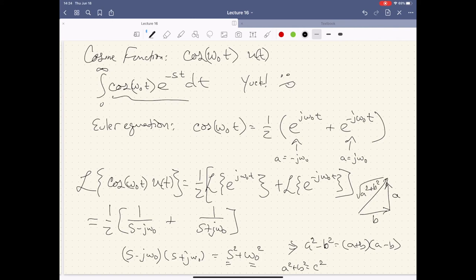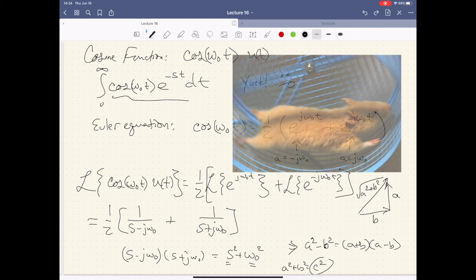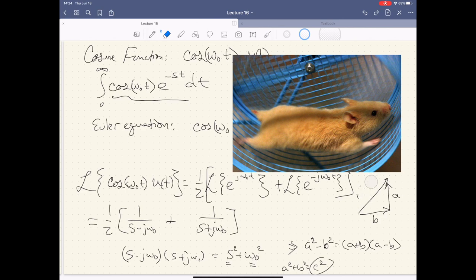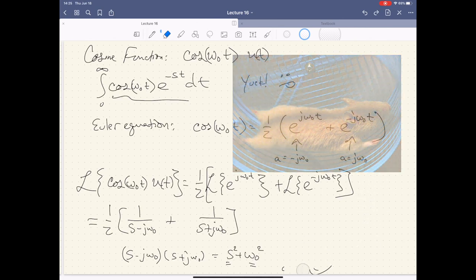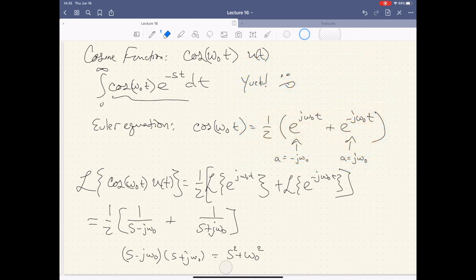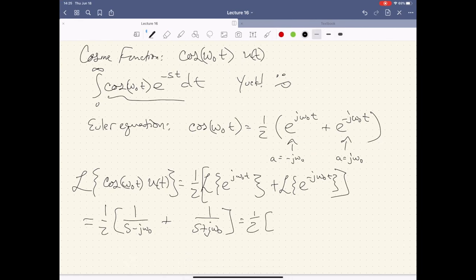So what I end up with here is the square of the magnitude of the vector. This is going to come into play a lot more later on, but just know that there's some gerbils on wheels that you can't see right now working very hard at keeping the math very friendly. So off we go. We're going to multiply this one top and bottom by S plus j omega naught, over S squared plus omega naught squared.